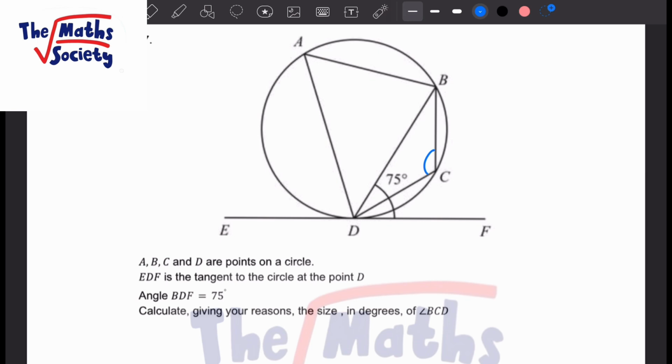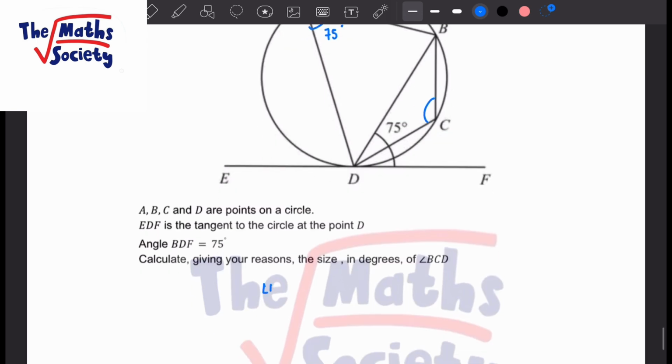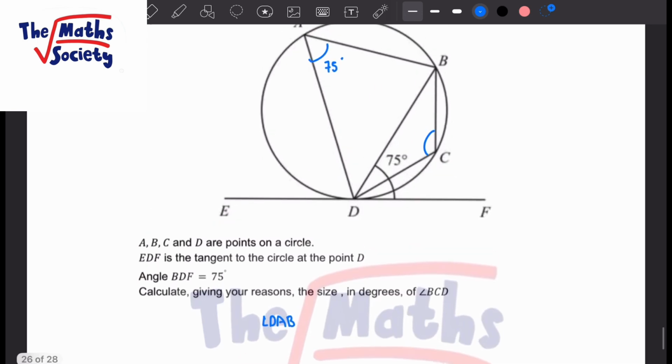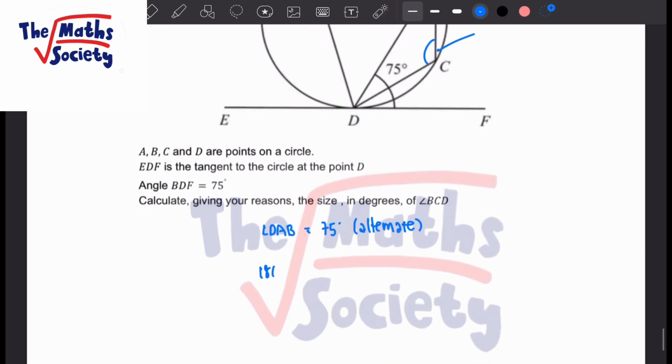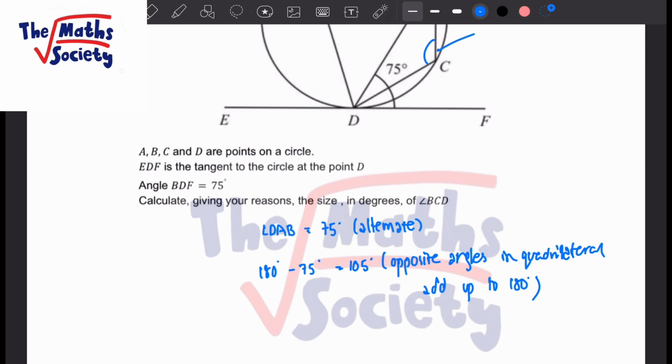This one's going to be 75 degrees because of the alternate segment theorem. So you can say DAB first equals 75, that's alternate. And we know that opposite angles in a quadrilateral add up to 180. So that's 180 degrees minus 75, which is going to be 105 degrees. That's because opposite angles in a quadrilateral in a circle add up to 180.